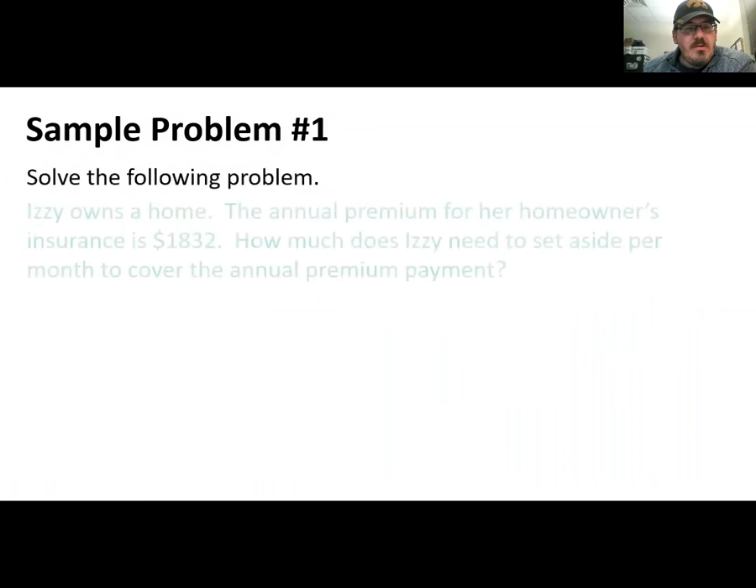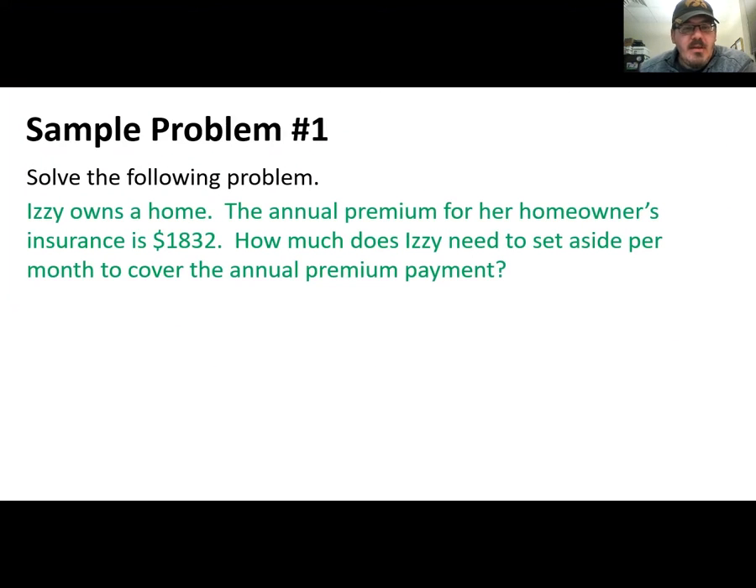So in this first problem, Izzy owns a home. The annual premium for her homeowner's insurance is $1,832. How much does Izzy need to set aside per month to cover the annual premium payment?